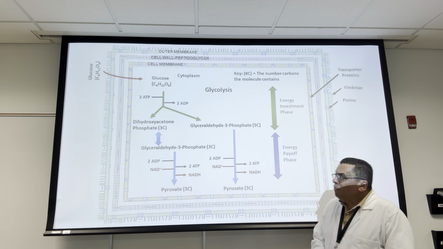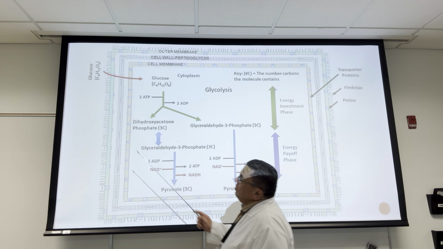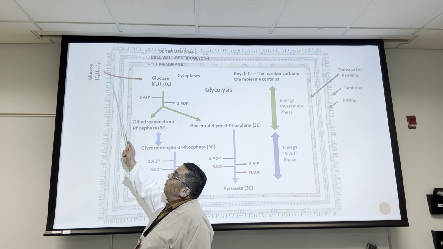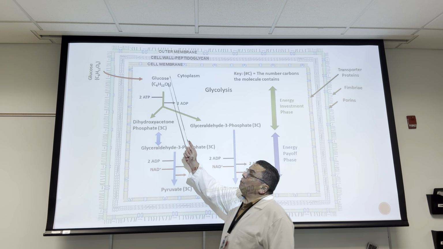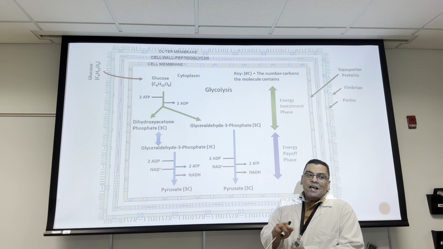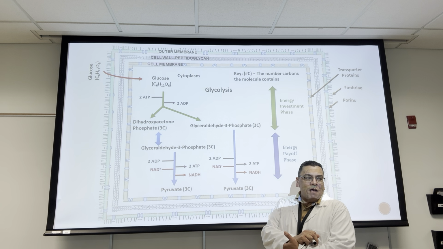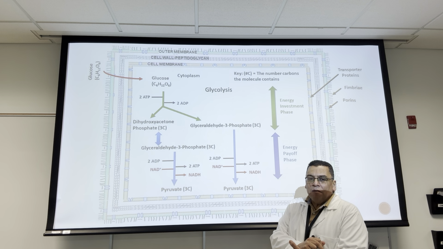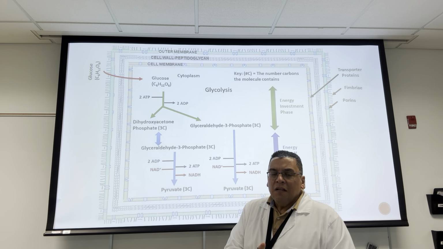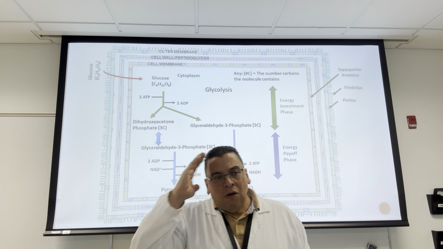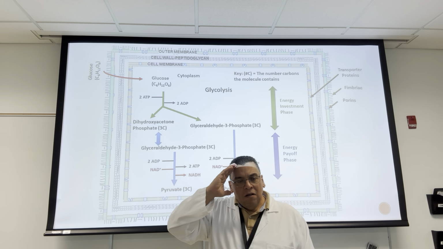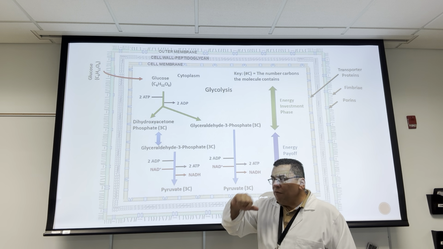So here we go. Glucose, which is a 6-carbon molecule, will enter the cell and will find itself in the cell's cytoplasm. And it doesn't matter if you're talking about eukaryote or prokaryote. The same thing happens. The glucose enters the cell. The glucose is a 6-carbon molecule. And now it finds itself in the cytoplasm.